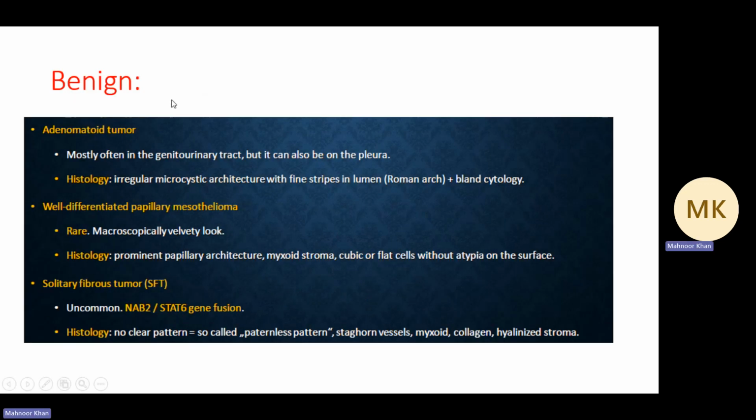Next, the main category, benign. In the benign pleural tumors, we have three main tumors: edematoid, well-differentiated papillary mesothelioma, or benign primary mesothelioma, and the very important one, solitary fibrous tumor, also known as pleural fibroma. So for the edematoid tumor, even if you just give the name, it should be enough for your examiner. You don't need to talk a lot about it.